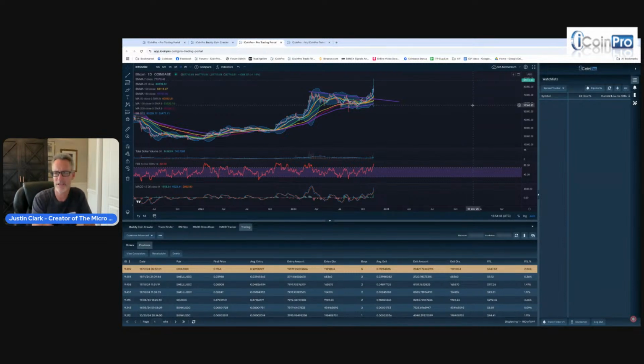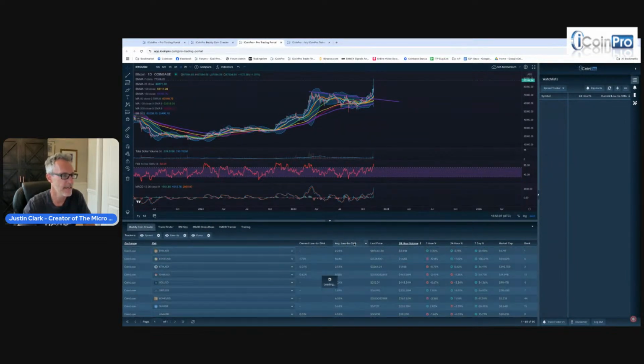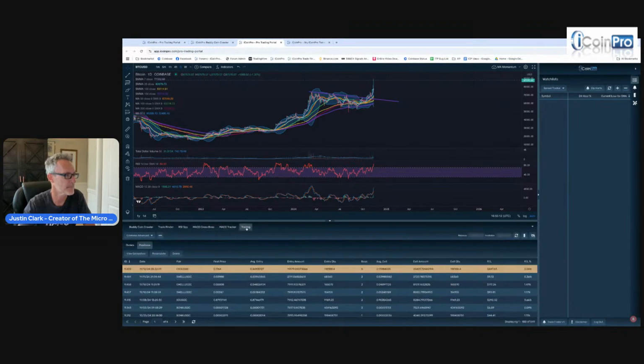Our system, we almost never trade Bitcoin with our system. We trade all of the smaller coins, and our software, you can see down here, it's crawling all of these different coins, these altcoins, to find the best coins to trade day by day, and what will give us the biggest potential return for our money, the biggest bang for our buck.